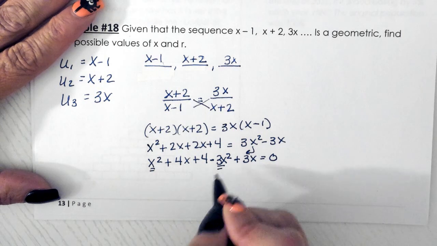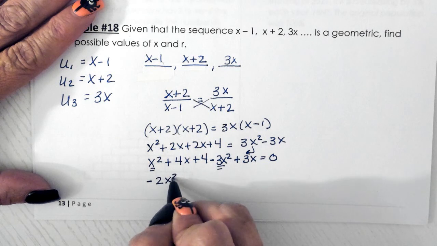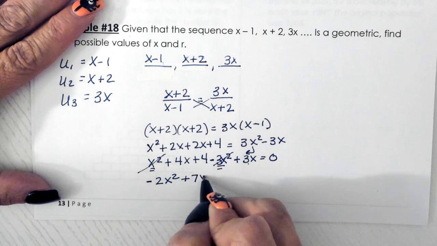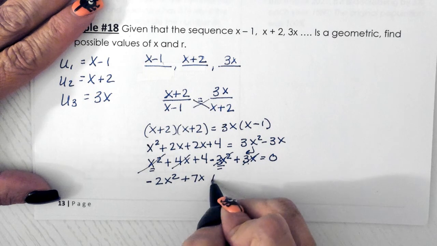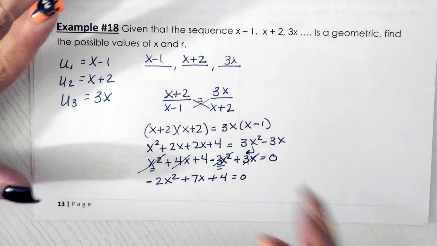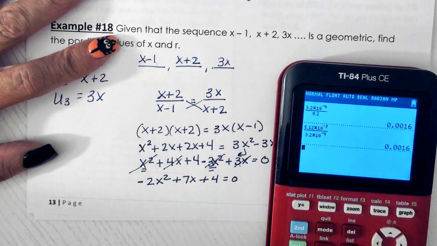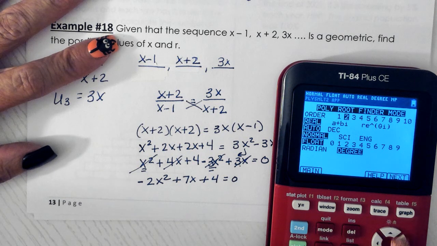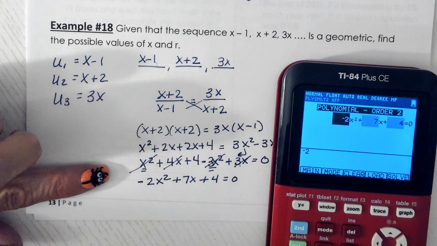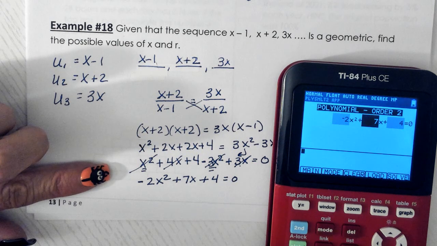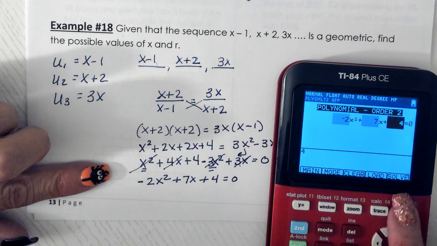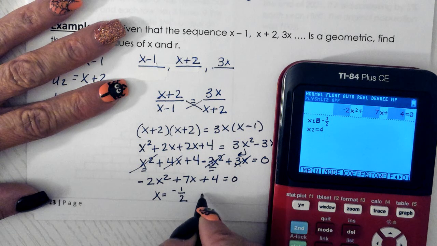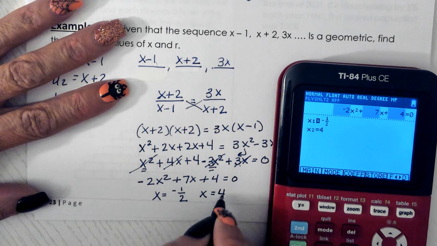I'm going to put my like terms together. So that would be negative 2x squared. 3 and 4 would give me plus 7x. And that would give me plus 4 equals 0. I'm going to go to my polynomial solver. I'm going to go to apps, all the way down to number 9. Polynomial solver, second degree. Here we go. Negative 2, enter, enter. 7, enter, enter. 4, enter, enter. I'm going to solve it. So I get x equals negative 1/2 and x equals 4.